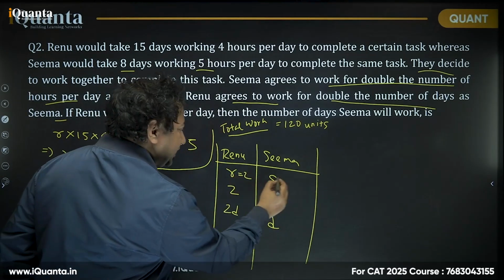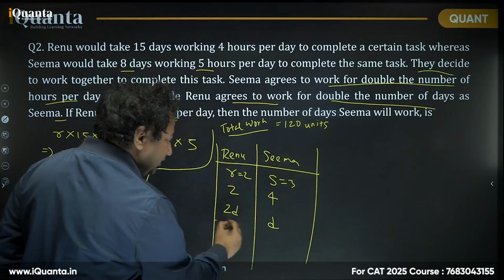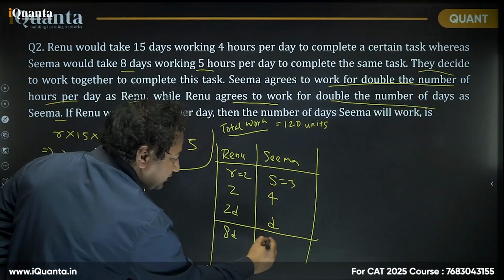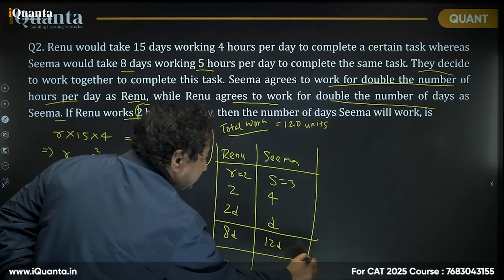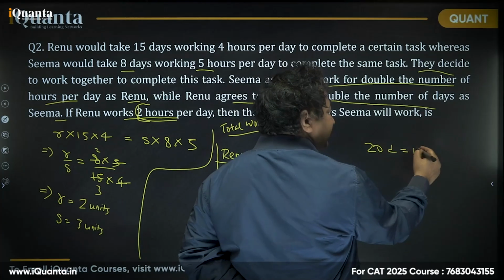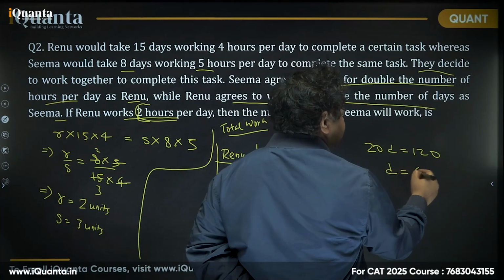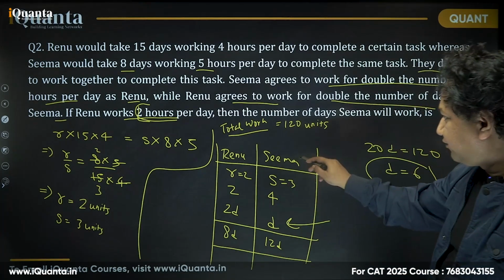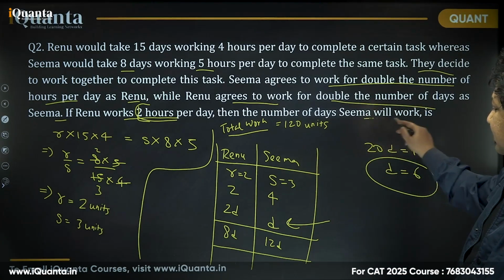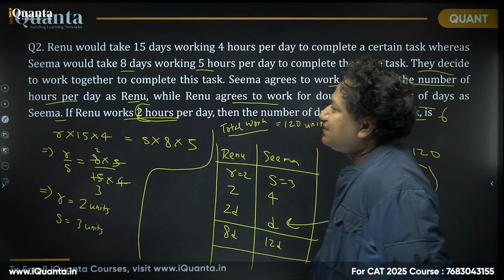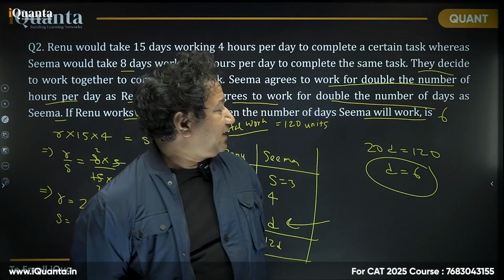While R and S are 2 and 3 each. If I multiply it all, what do I get? 2 into 2 into 2, 8D. Here 3 into 4, 12D. So 8D plus 12D is total work, which makes it 20D is equal to total work, 120. So D will be equal to 6. What is D? D is what we assumed the number of days to be for Seema, and that is what the question is actually asking. The moment I wrote this, I got the answer. A simple question. I hope you enjoyed the solution.